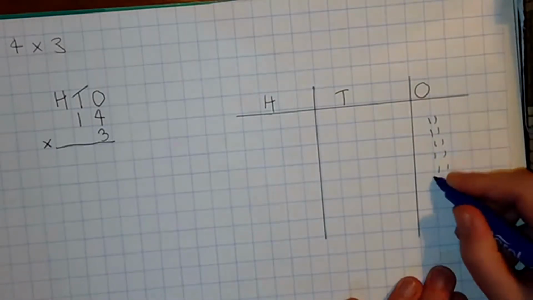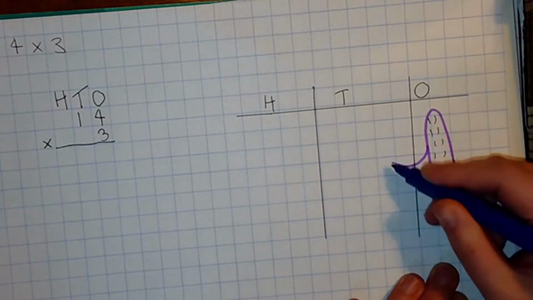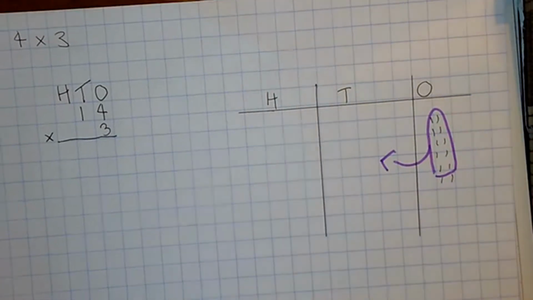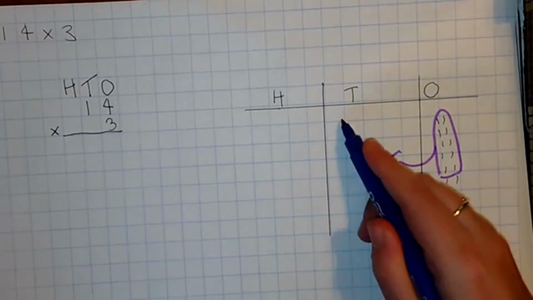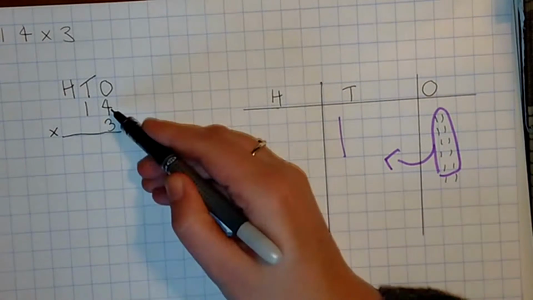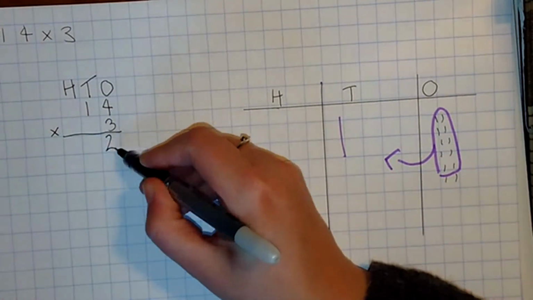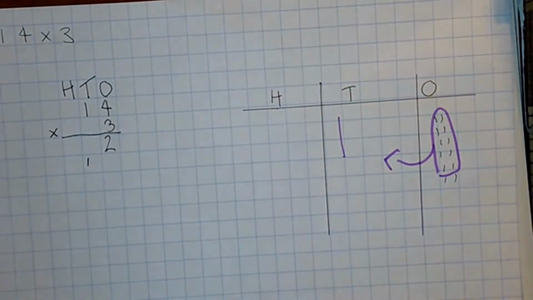Can I have 12 ones in my ones column? Absolutely not. So I'm going to take 10 of those and regroup them into my tens column, just as we would do with column addition. So I put my 10 there that I've regrouped, and I'm going to represent this in my equation. 4 times 3 is equal to 12, which is 2 ones and 1 ten.